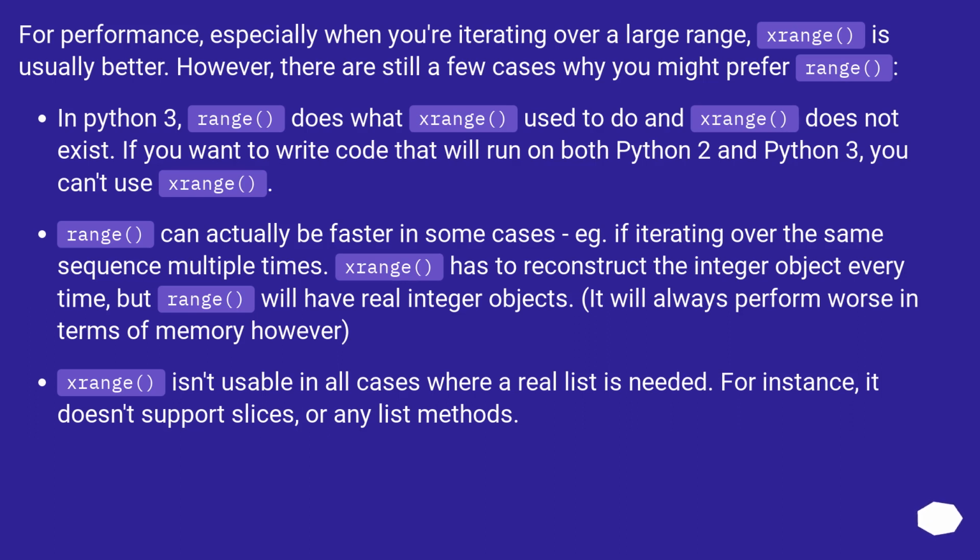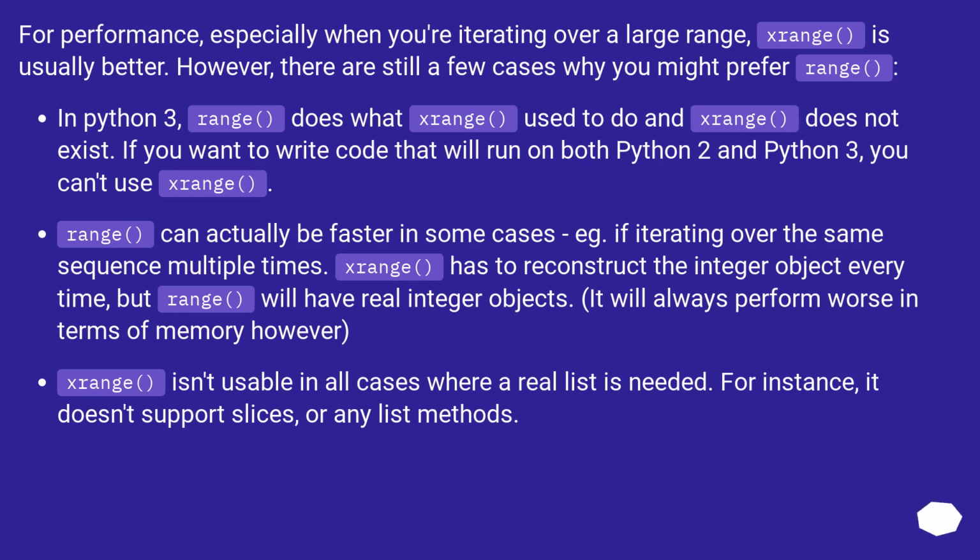Range can actually be faster in some cases, e.g. if iterating over the same sequence multiple times. xrange has to reconstruct the integer object every time, but range will have real integer objects. It will always perform worse in terms of memory, however.